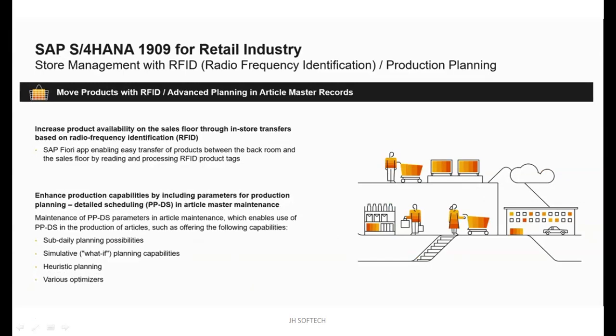Coming to the highlights of SAP S/4HANA 1909 for retail industry, we have store management with radio frequency identification and production planning. We move the products with radio frequency identification, advanced planning in article master records, increase product availability on the sales floor through in-store transfers based on radio frequency identification, an SAP Fiori app enabling easy transfer of products between the back room and the sales floor by reading and processing RFID product tags, and enhanced production capabilities by including parameters for product planning and detailed scheduling in the article master maintenance.